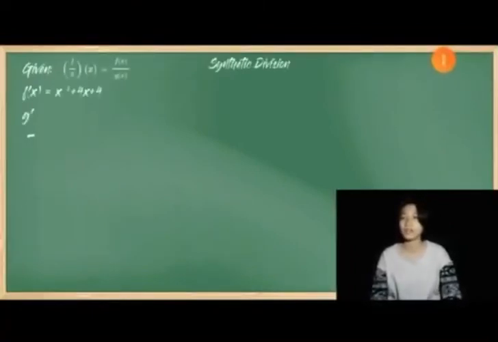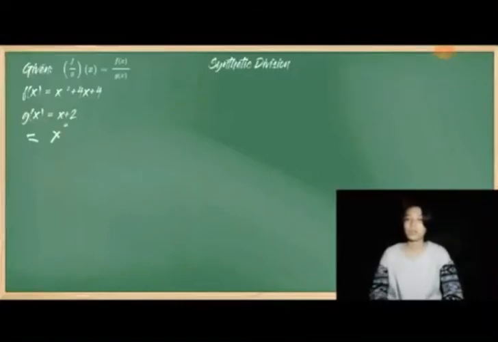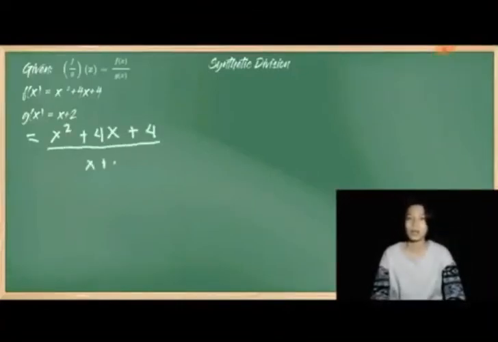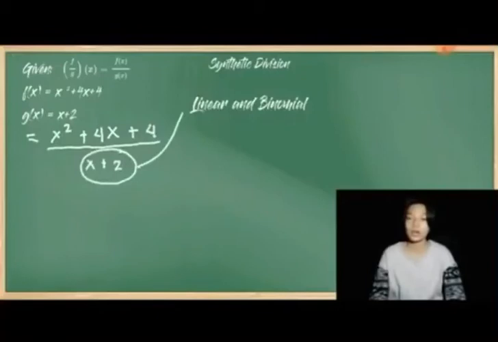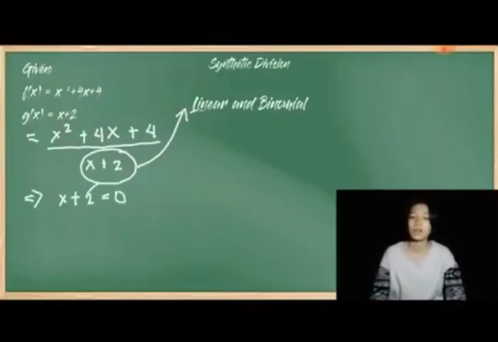Our example is f of x equals x squared plus 4x plus 4 and g of x equals x plus 2. So let's replace f of x with x squared plus 4x plus 4 and g of x with x plus 2. As you can see, our divisor is linear and also a binomial. So let's get the denominator and equate that to 0. Looking for the value of x, we will isolate x and transpose 2, so this will become negative 2.